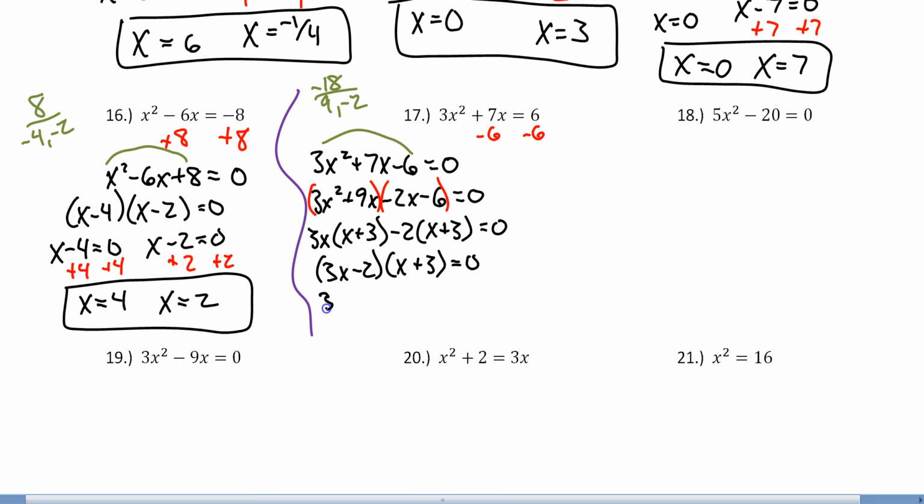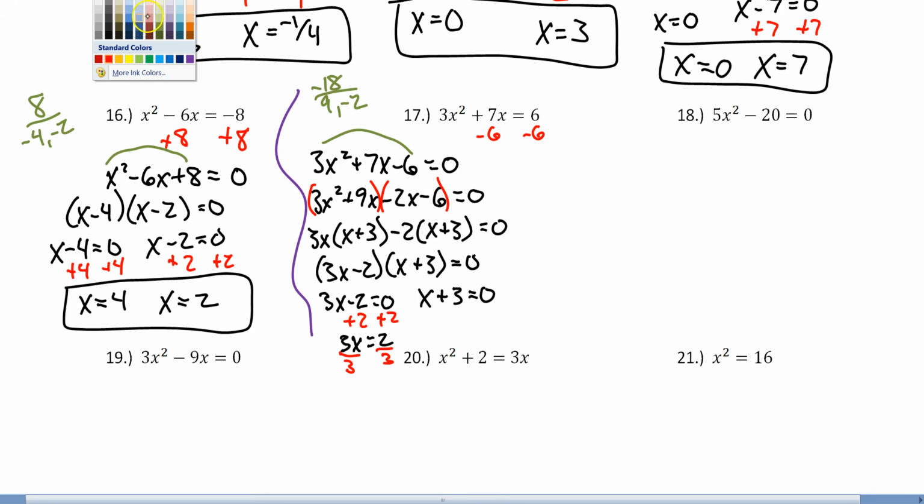And now I set each factor equal to 0. 3x minus 2 equals 0. X plus 3 equals 0. And then I solve each. Here I add the 2. I end up with 3x equals 2. Then I'm going to divide by the 3.